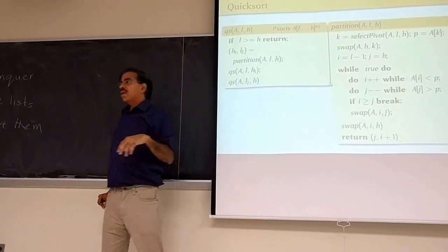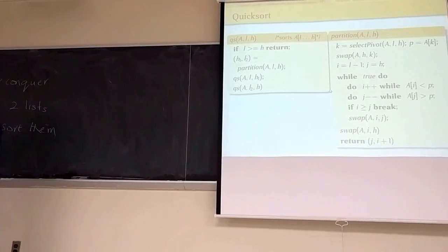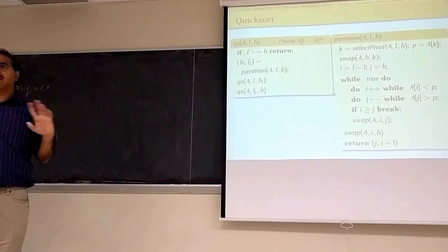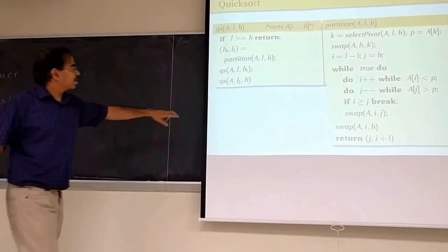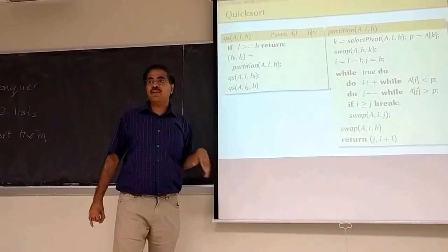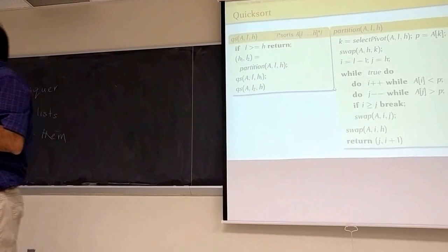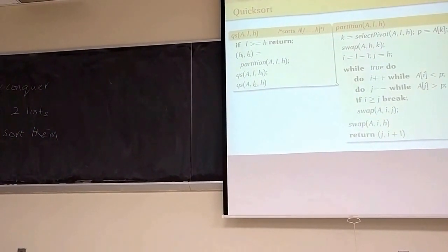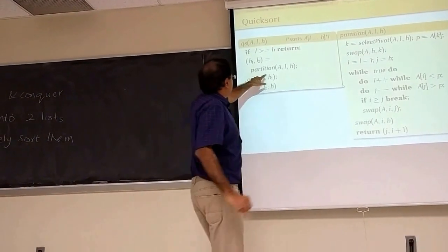And then, since the combination step is, things are already in the right order, we don't have to do any of the combination steps. So the quick sort ends after the 2 recursive calls itself. Okay. So now, what does partition do?